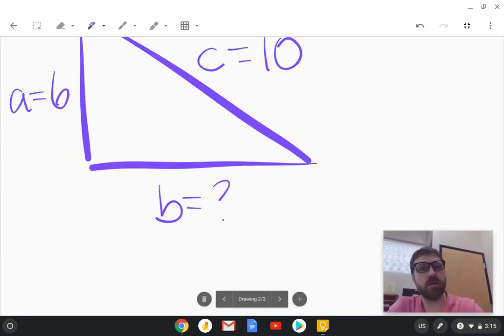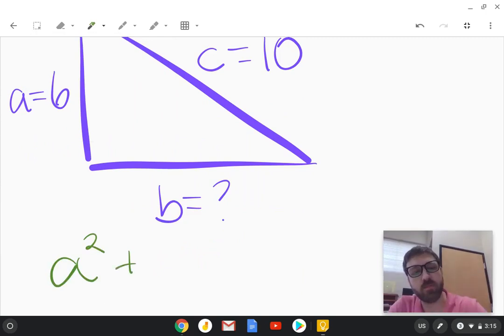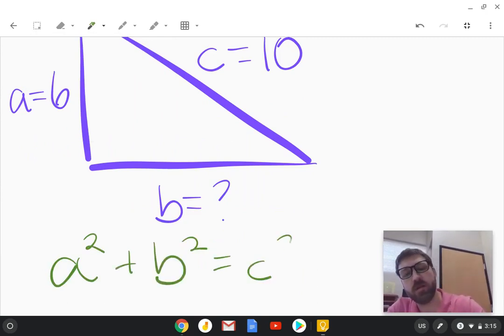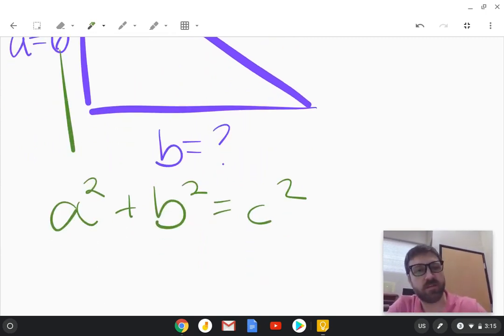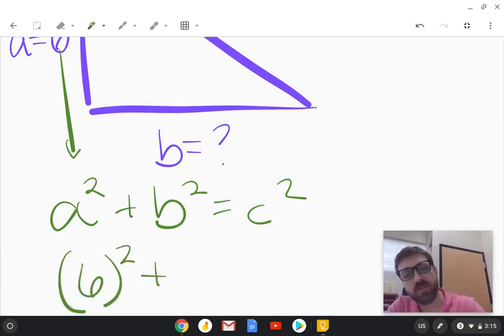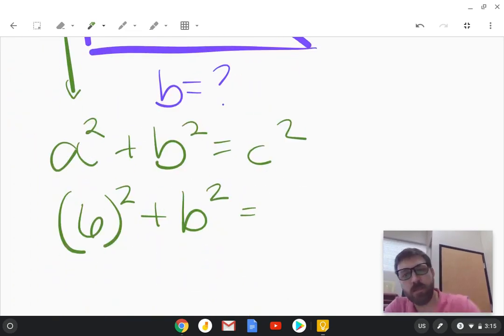So we'll come down here and we'll get our formula out. A squared plus B squared equals C squared. A is 6, so 6 squared. B is unknown, so we're going to leave it as B squared. And C is 10, 10 squared.